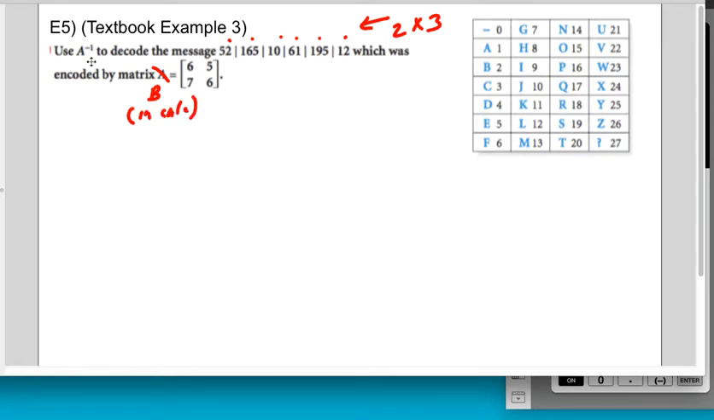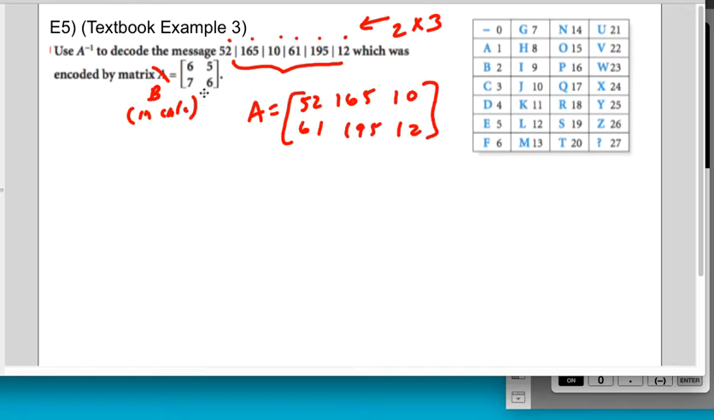So what I'm going to do is put this in as A in my calculator: 52, 165, 10, 61, 195, 12, right? And I'm going to put this in as B in my calculator, and then I'm going to do B inverse times A, right?